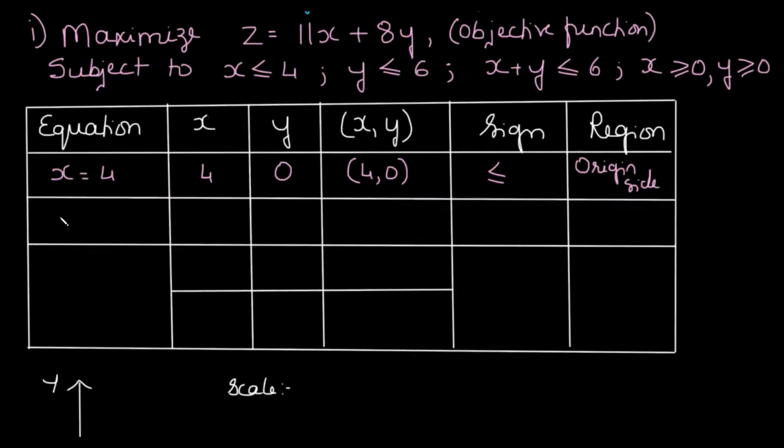The second one, likewise, is y equals 6. So when x is 0, y is 6. And so just one point on the line is required because the line is parallel to the x-axis. The sign is again less than or equal to, that means the region is the origin side.